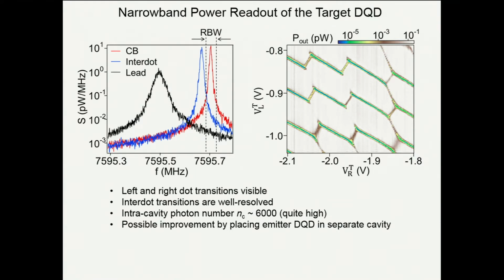Yeah, you can see that depending on whether you're looking at a left dot charge transition or a right dot charge transition, there's a different signal level. And the reason for that is we're not doing direct charge detection. What we're measuring is the polarizability of this double quantum dot.